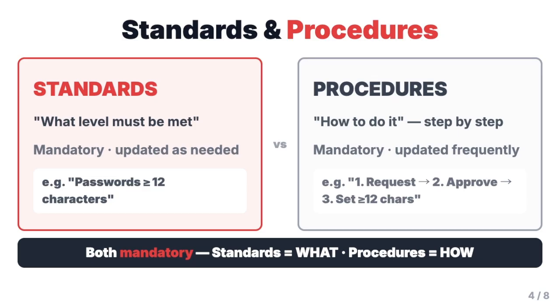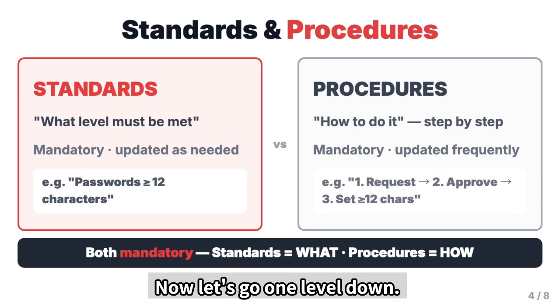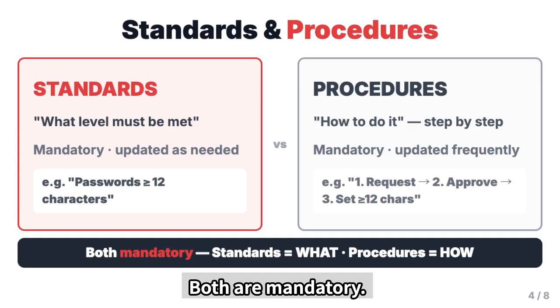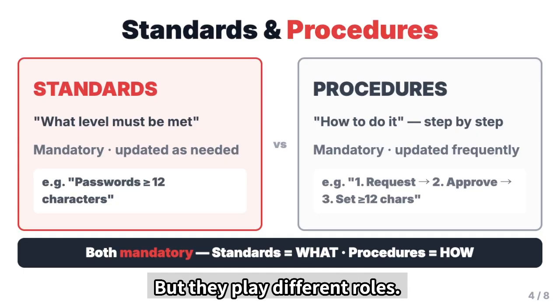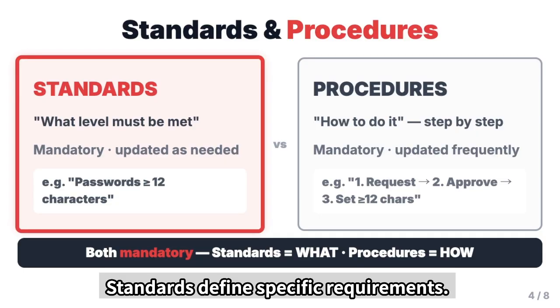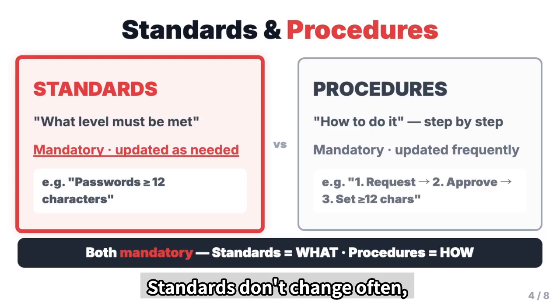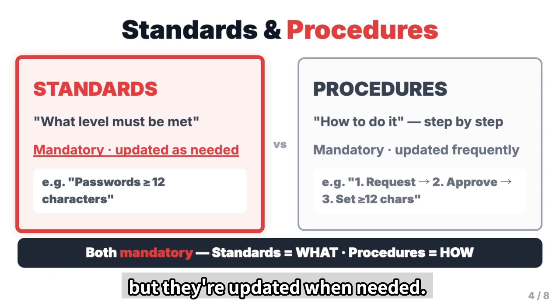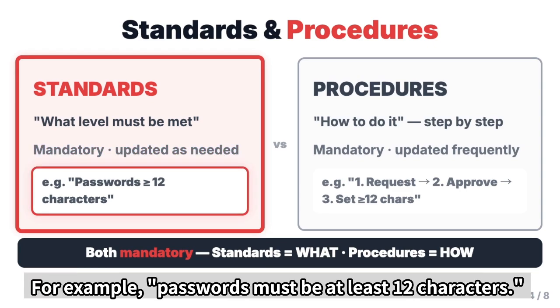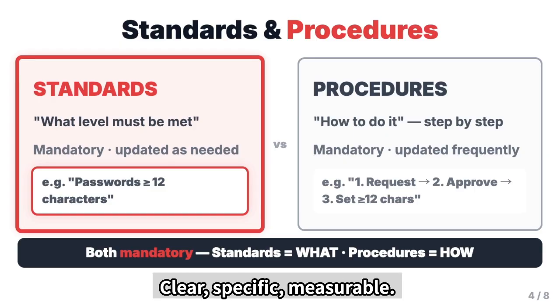Standards and procedures. Now, let's go one level down. Both are mandatory, but they play different roles. Standards define specific requirements. They answer the question, what level must be met? Standards don't change often, but they are updated when needed. For example, passwords must be at least 12 characters. That's a standard. Clear, specific, measurable.